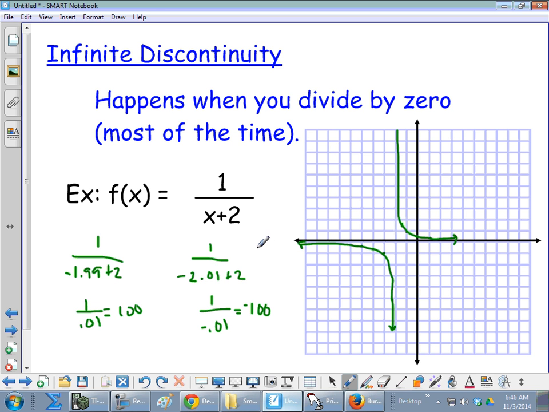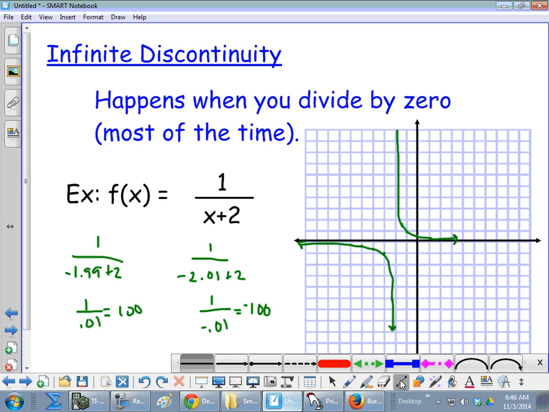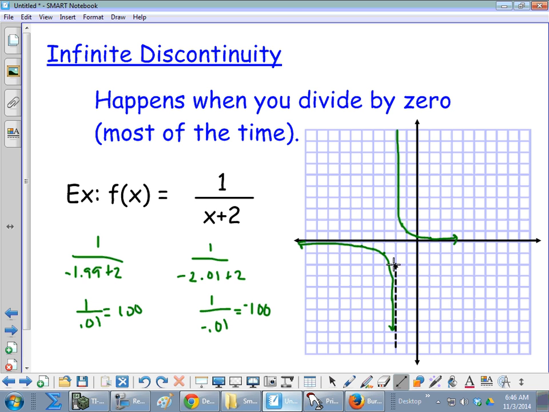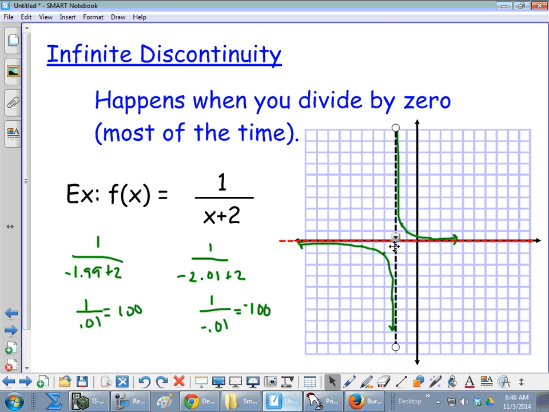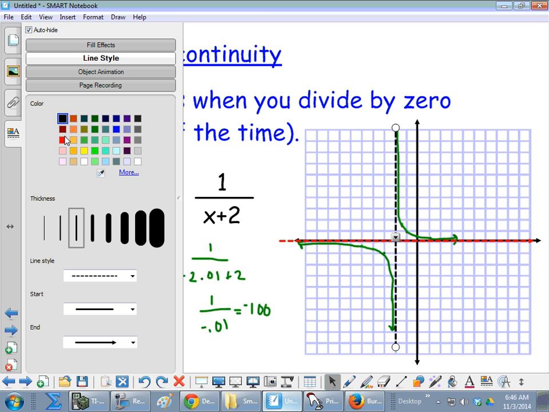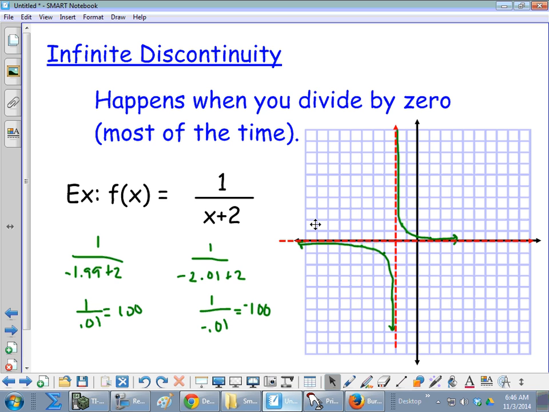Okay, let's talk about a vocab term here. We have 2 lines that this graph approaches, but it never touches. So these 2 lines, let's do a dotted line, are right here at x equals -2, and right here at y equals 0. Let's make these a different color. We'll make them both red, just so they stand out. So we have two lines. This is called a horizontal asymptote, and this is called a vertical asymptote.